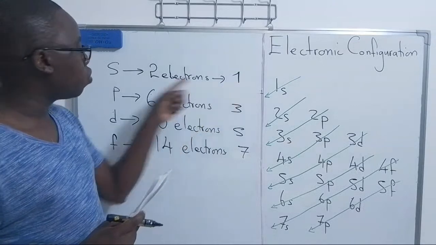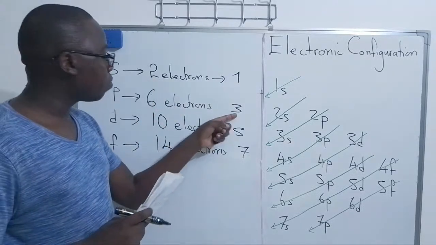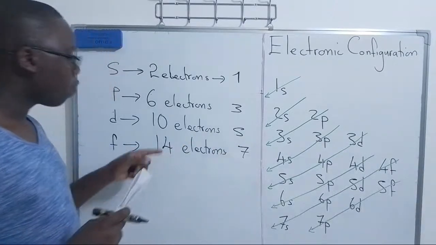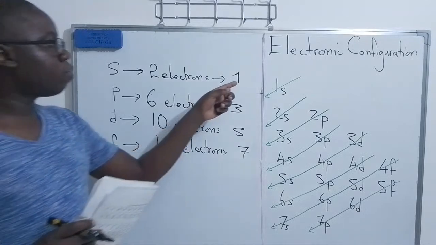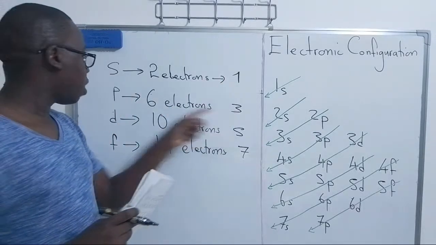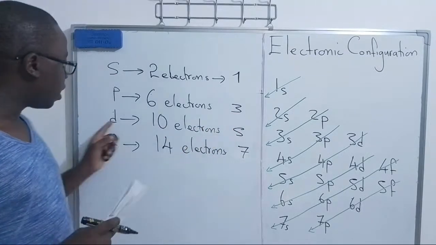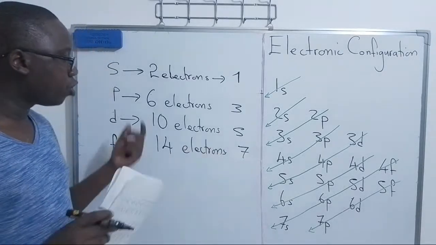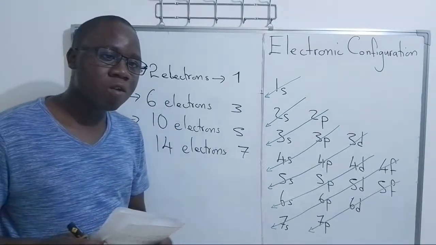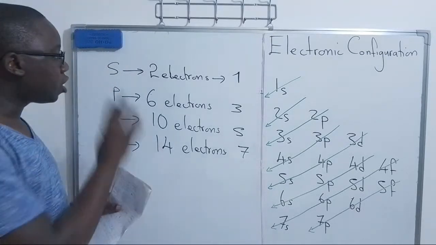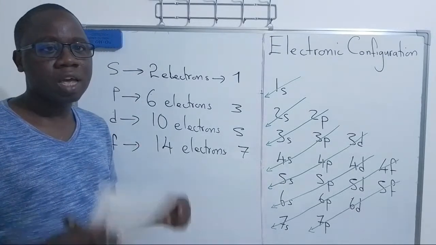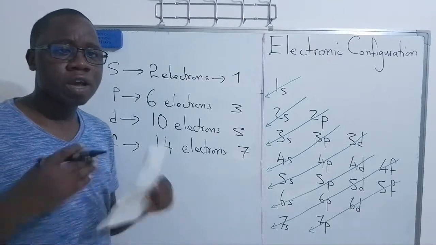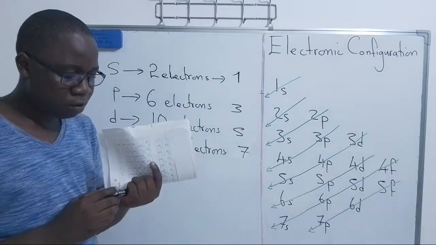So 1 times 2 gives us 2 electrons. 3 times 2 gives us 6. 5 times 2 gives us 10. 7 times 2 gives us 14. So just remember, s has 1 room, p has 3 rooms, d has 5 rooms, and f has 7 rooms. Then you multiply these by 2, and it gives you the maximum number of electrons that each orbital can have.